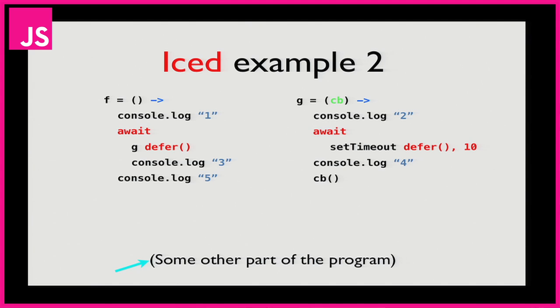After that 10 millisecond timeout expires, we can now proceed in function g, because all the defers within its await block have finished. And then g can call its callback. Now what happens when g calls its callback? Well, that allows f to proceed past its await block, because it only had 1 defer in its await, and now that's triggered, and so now we can finish f.